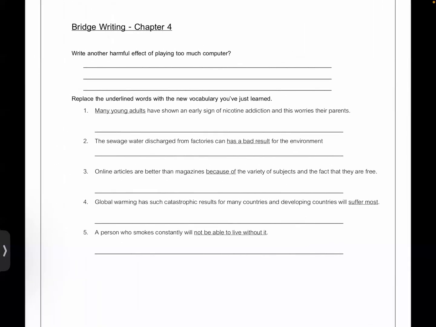All right, moving on to the exercise. Write another harmful effect of playing too much computer. So let's take 3 minutes to try to come up with some idea about a harmful effect of playing too much computer. Okay.